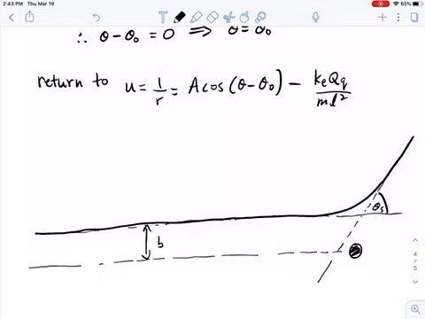Okay. And so what I want to think about is, when is R really large? When does R go to infinity?